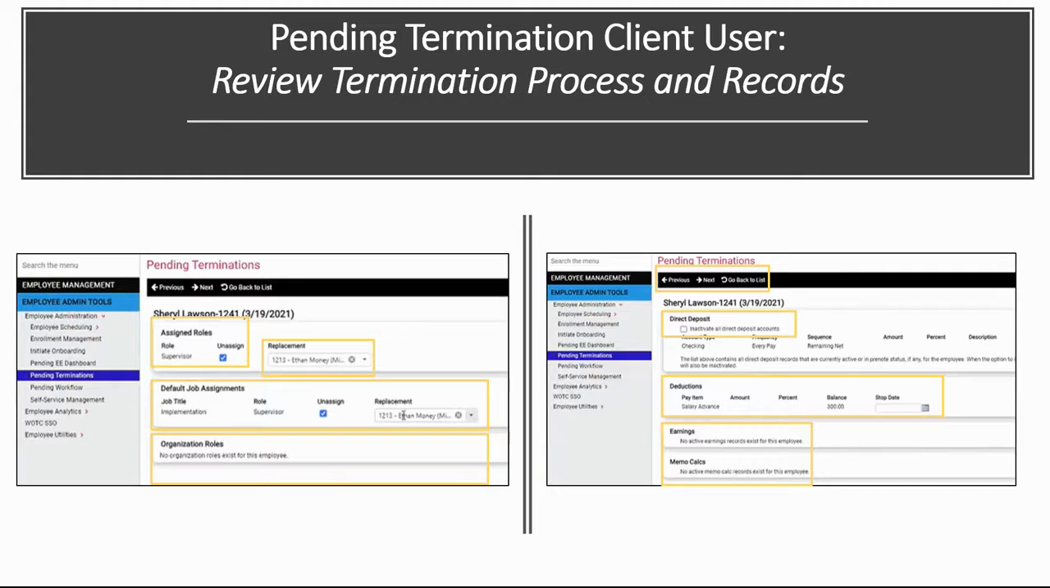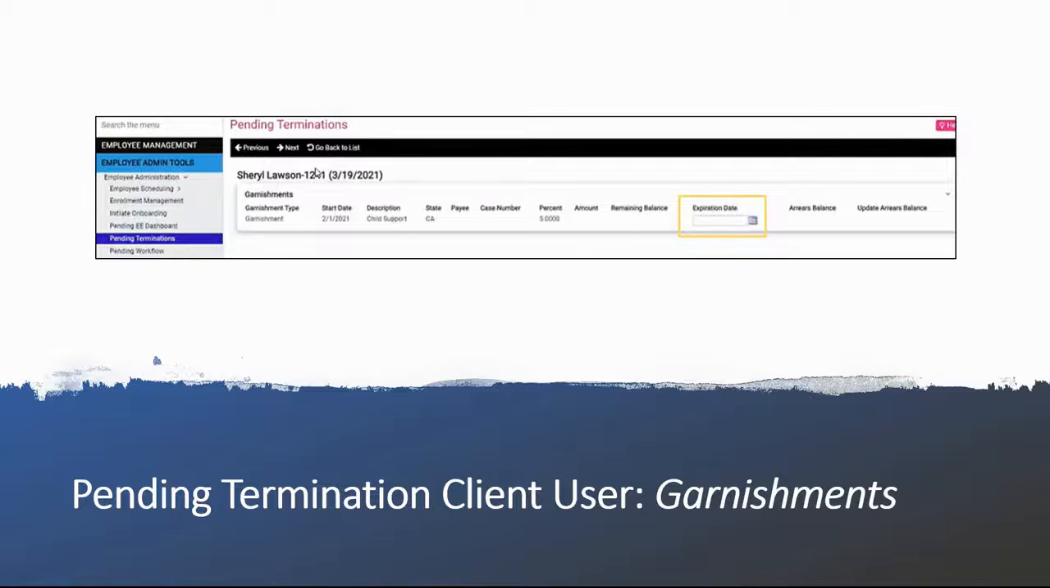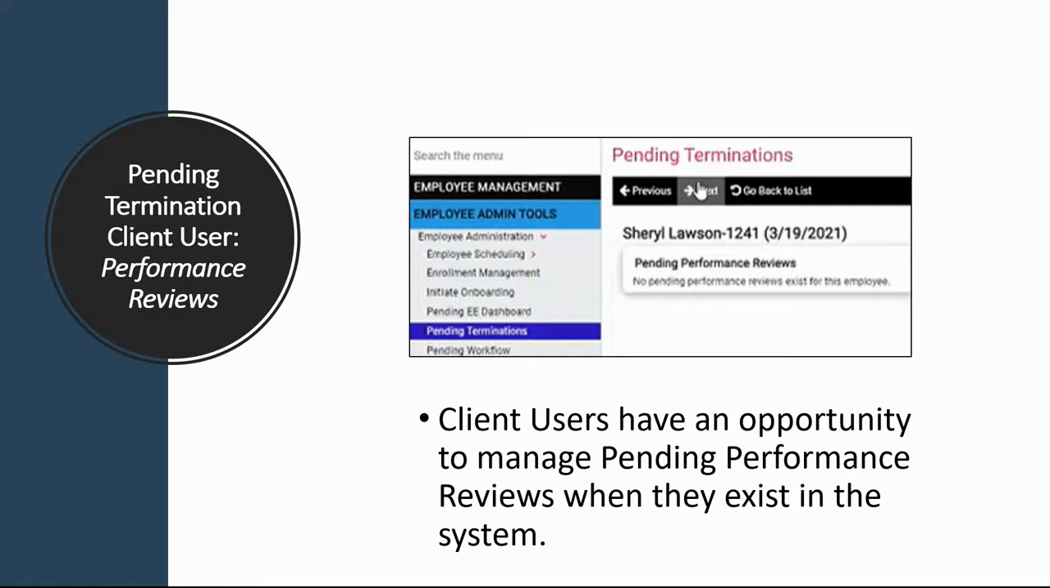Again, here I am going to inactivate direct deposits. I'm going to stop deductions, and I'm going to manage earnings and the memo calculations from this one page. The next step is to terminate any garnishments on the employee's last day of work by using the expiration date. And of course, if there are any pending performance reviews, the client user will have the opportunity to manage all of those before exiting the system.